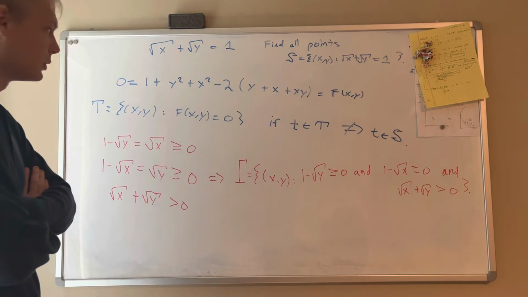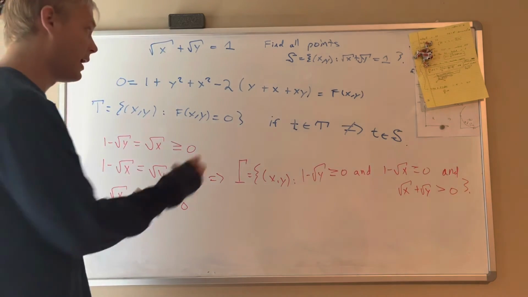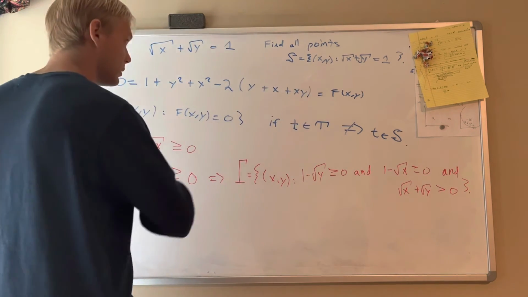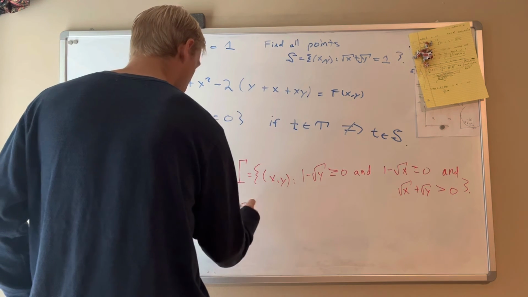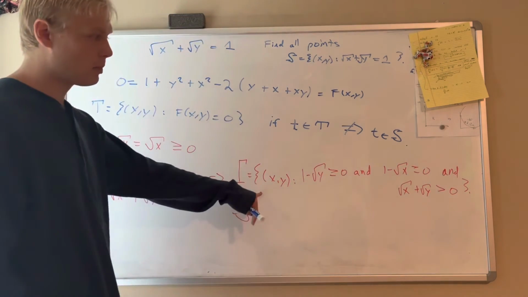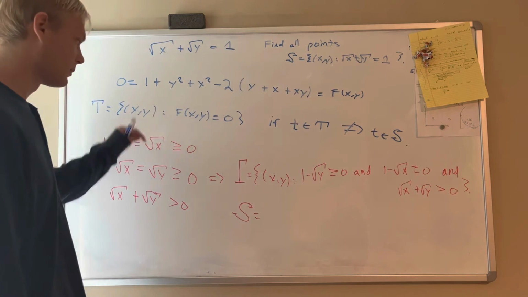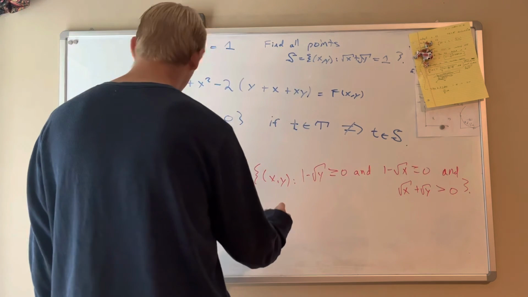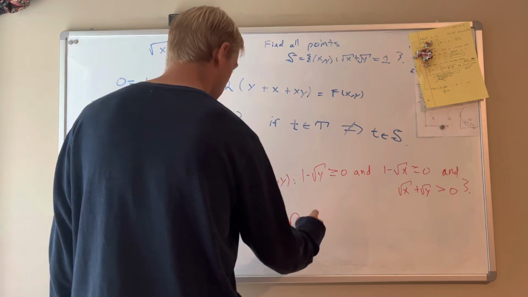So all you have to do is say this S, which is all points that correspond to the solution, is equal to the intersection of all possible points intersecting this set here. So that is the same as saying this.